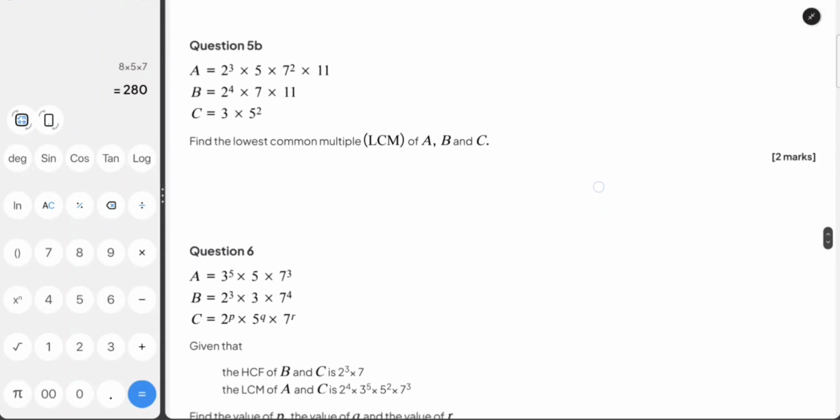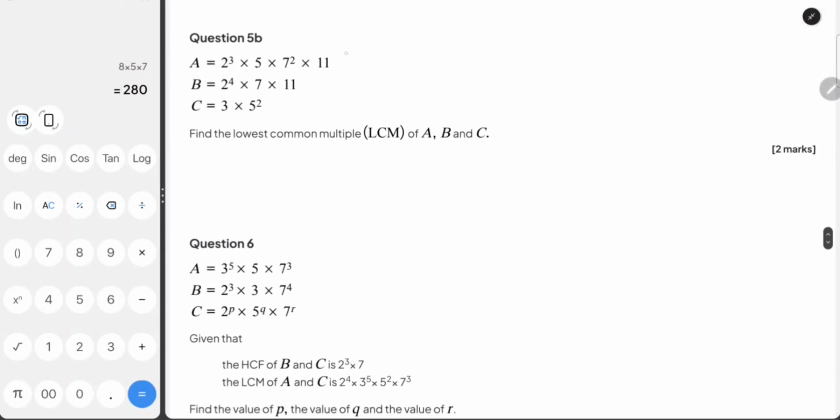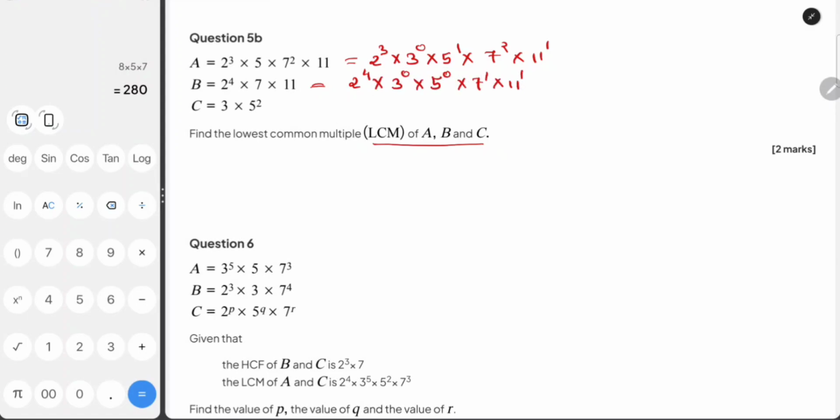Now B part, all are given, A, B and C are given in prime factors only, and we are supposed to take the LCM of them. Let me write it again because I want to write each and every prime factor starting from the 2, in ascending order. 7 raised to 1, 11 raised to 1, and that's 2 raised to 0, 3 raised to 1, 5 raised to 2, 7 raised to 0, and 11 raised to 0.